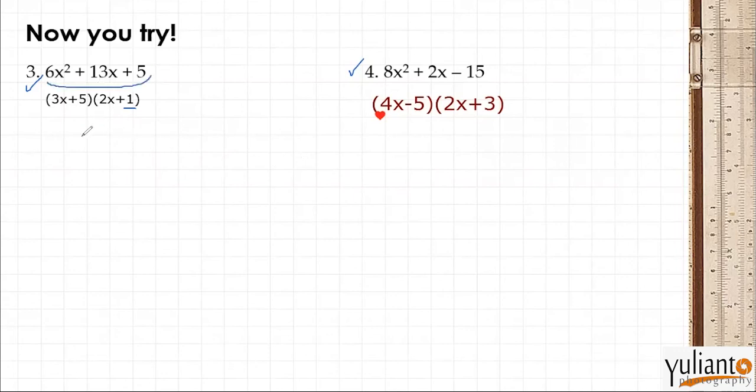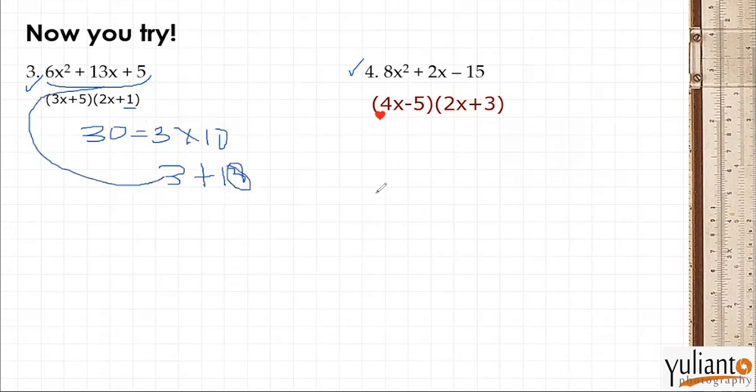We have here our AC is 30. Getting the factors for AC, we have 3 times 10, and then we have 3 plus 10, getting 13 as our B. All right, and the next one we have for number 4, 8 times negative 15, we have the answer negative 120. Now, the two numbers that if we add, the answer is positive 2 are negative 10 plus 12. All right.